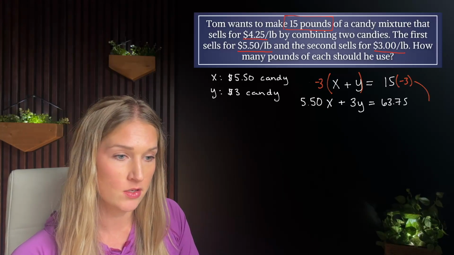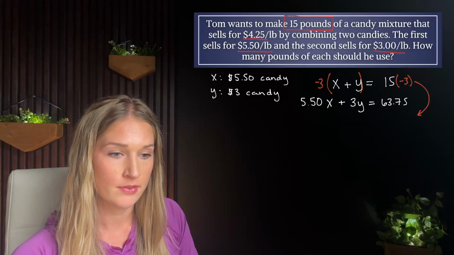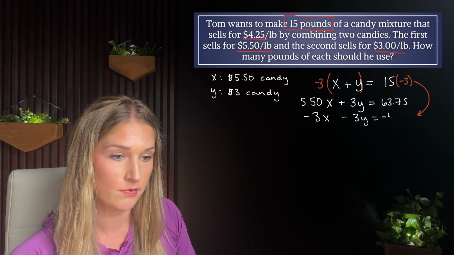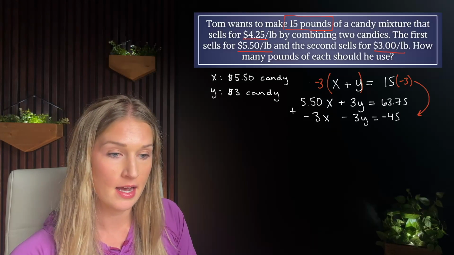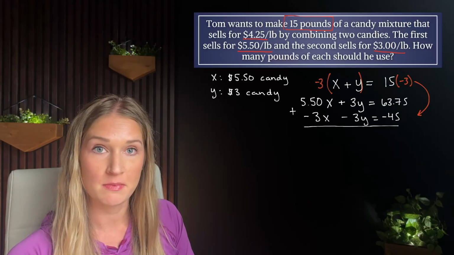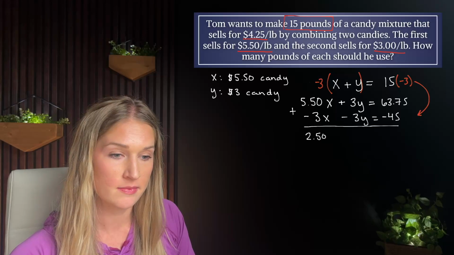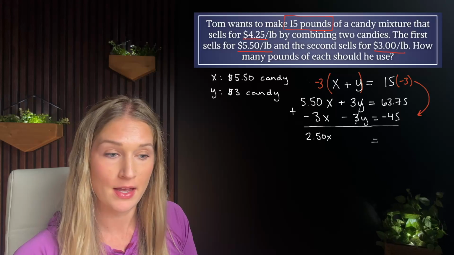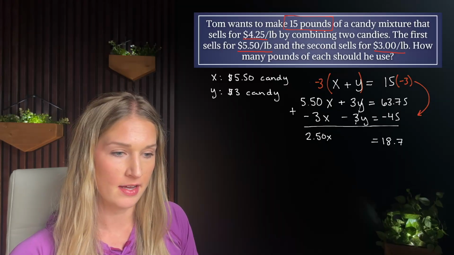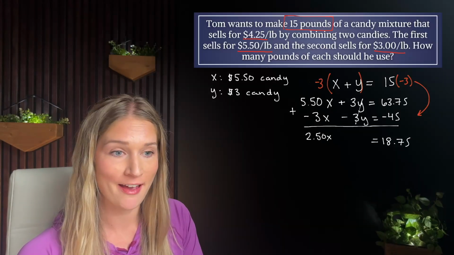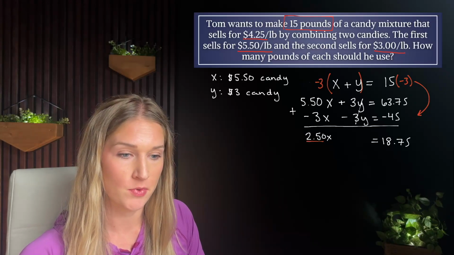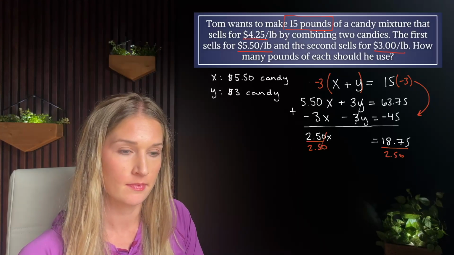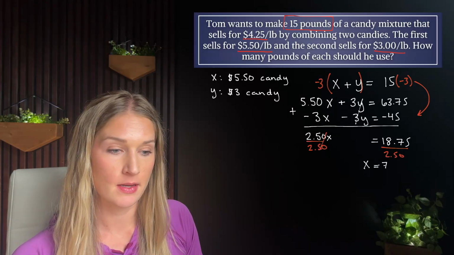So I will write the new equation below. I've got -3x minus 3y equals -45. And then I add. 5.50 minus 3 is going to be 2.50x. My y's cancel. And 63.75 minus 45 is going to be 18.75. So now I've got an equation with only x. I can go ahead and divide both sides by 2.50 to isolate the x. And x is going to be 7.5.